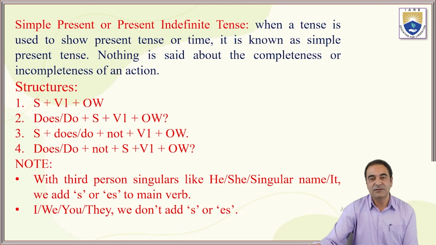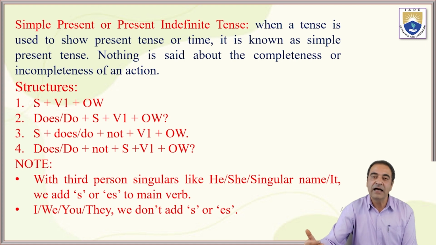First of all, look at the different structures of this simple present. Our first structure is subject plus verb in first form plus other words. This first structure is of a statement, or you can say the assertive sentence or declarative sentence. We write statements in simple present. We write statements like subject, which must be followed by verb in first form and then other words. And other words can be anything. It can be object or something else.